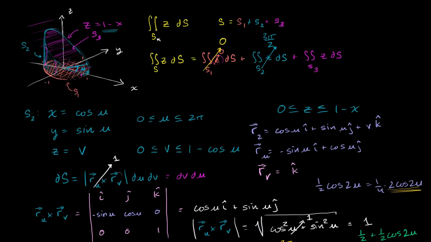We're now in the home stretch. We just need to evaluate this third surface integral, which is over this top part of our little chopped cylinder right over here. So let's try to think of a parameterization.